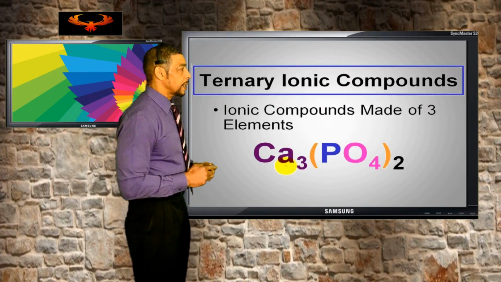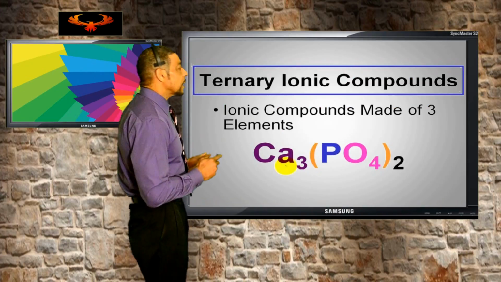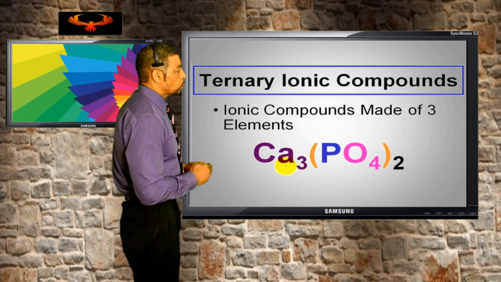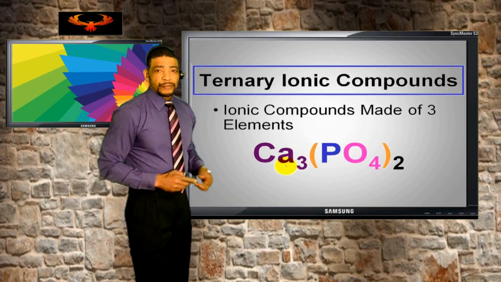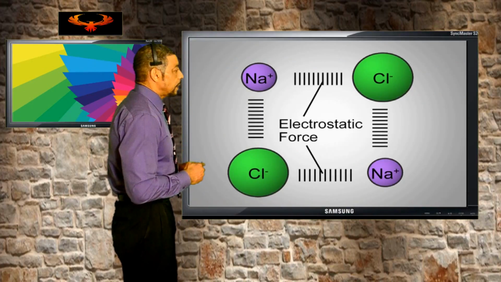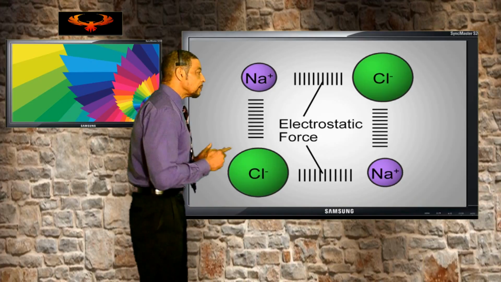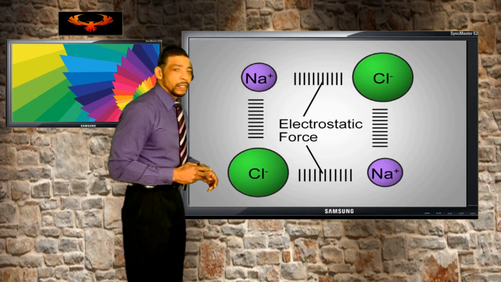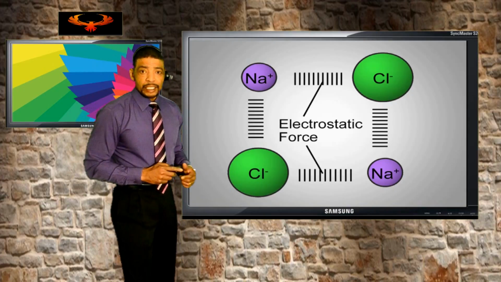Since ternary ionic compounds possess a slightly more complex chemical structure, these compounds will be explained during a future lesson. In either case, the electrostatic attraction between the oppositely charged ions will cause them to come together to form what is called an ionic bond.